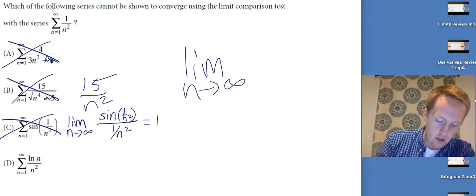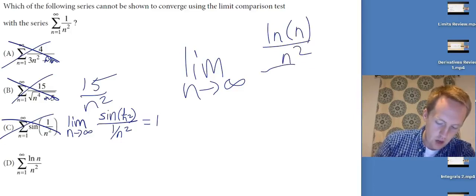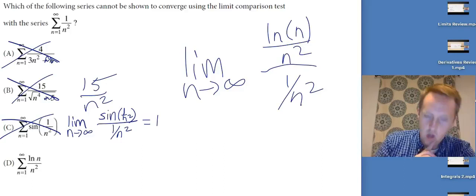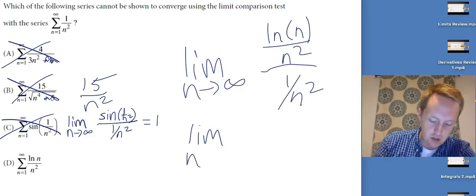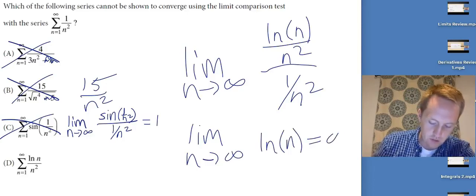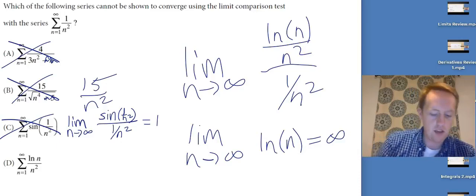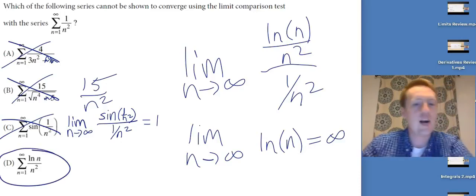you would have ln of n over n squared over 1 over n squared. Well, when you do the simplification, this ends up just being the limit as n goes to infinity of ln of n, which is equal to infinity, which is not a positive finite value. So the limit comparison test does not work for that one.